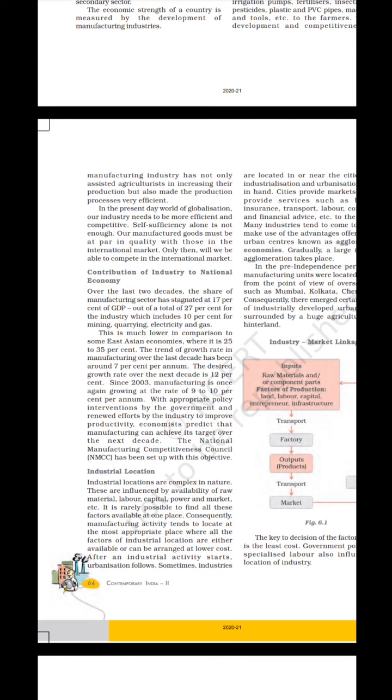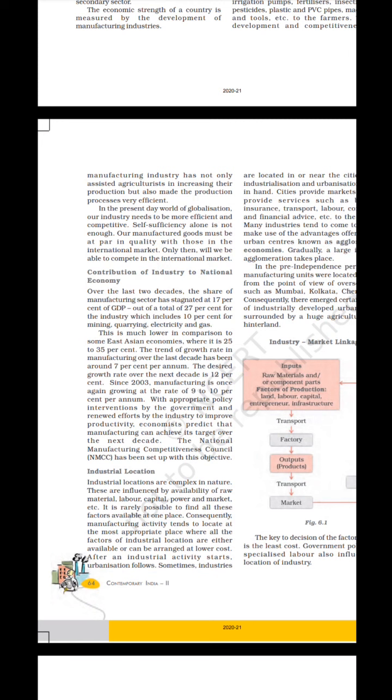Industrial locations are complex in nature. These are influenced by availability of raw material, labor, capital, power and market, etc. It is rarely possible to find all these factors available at one place. Consequently, manufacturing activity tends to locate at the most appropriate place where all the factors of industrial location are either available or can be arranged at lower cost.